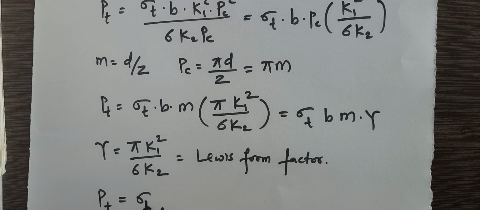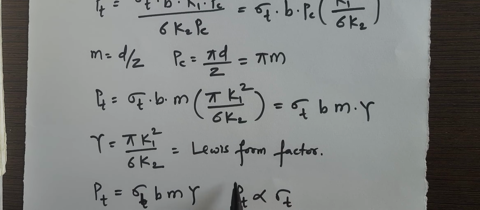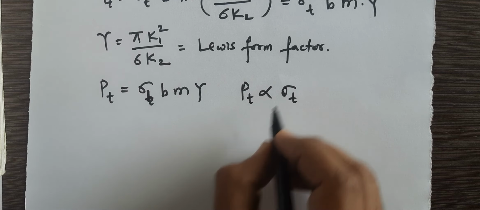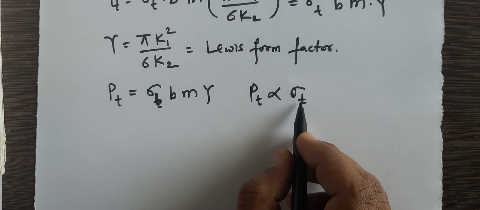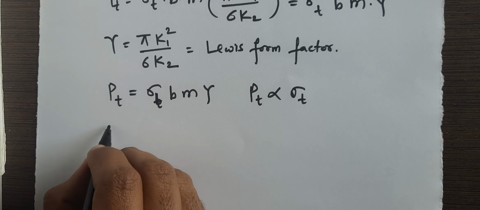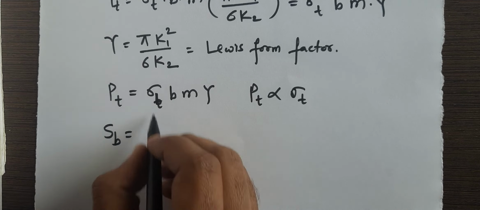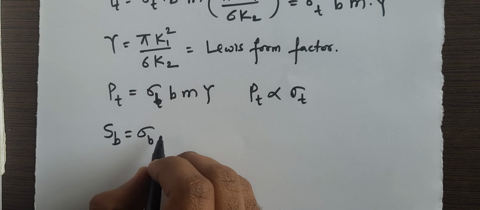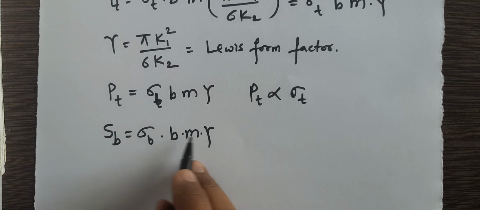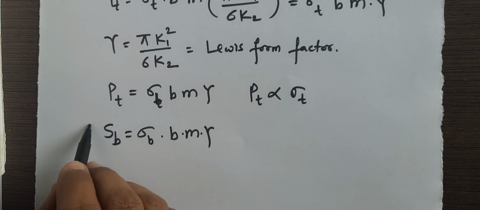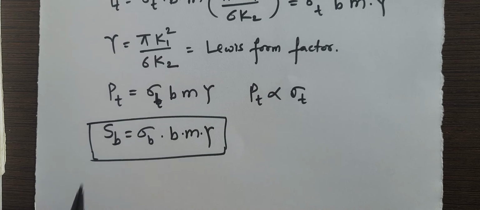So this is Y. Now in this equation, Pt is equal to sigma t b m and Y. Now see here, when Pt gets increased, sigma t gets increased, because Pt is directly proportional to sigma t. When Pt becomes your beam strength, sigma t will become sigma b. So we'll write here Pt as beam strength Sb and sigma t as sigma b, and the remaining terms as they are. So your Sb will become sigma b b m Y. This is your equation of beam strength of a gear tooth.